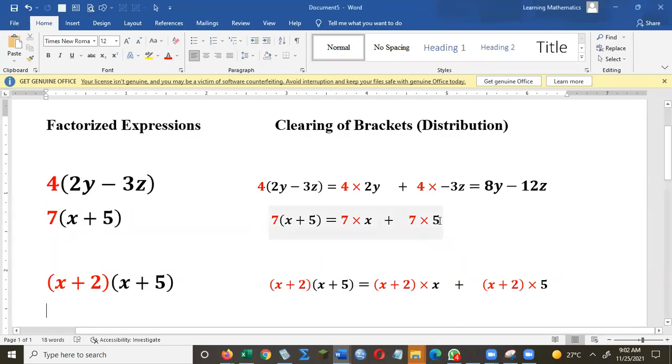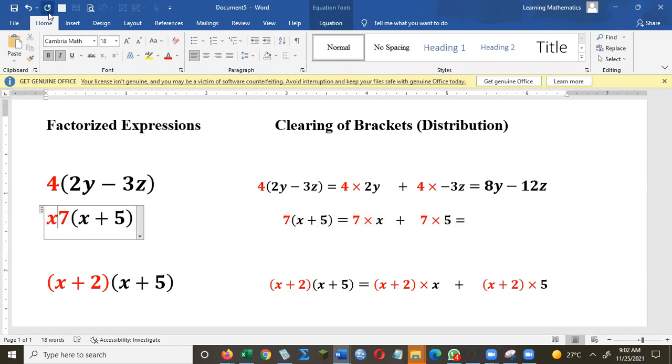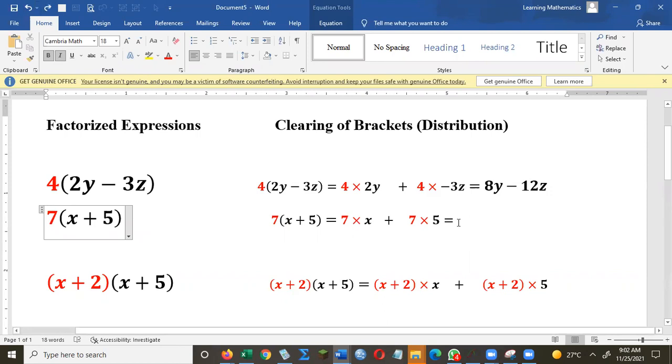Yeah, so let's go back up to this simple example. What is 7 times x? 7x. And what is 7 times 5?